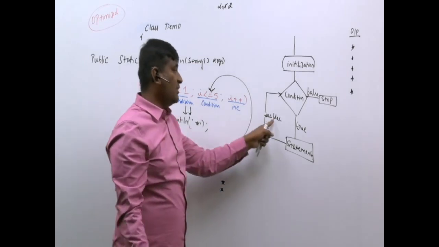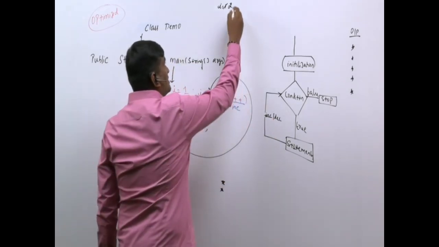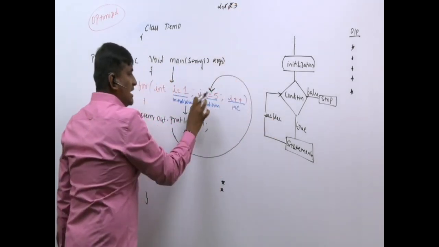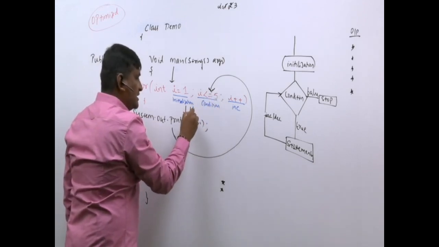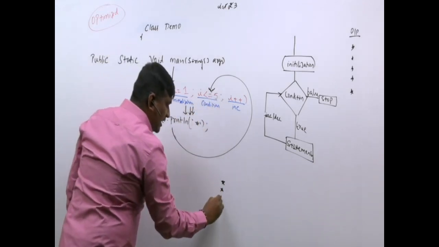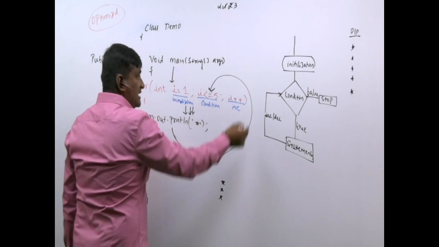Before checking the condition, what you should do? Increment. Now I becomes 3. Is 3 less than or equal to 5? Yes. Again come inside. System.out.println, print what? Star. Again go back and check the condition.